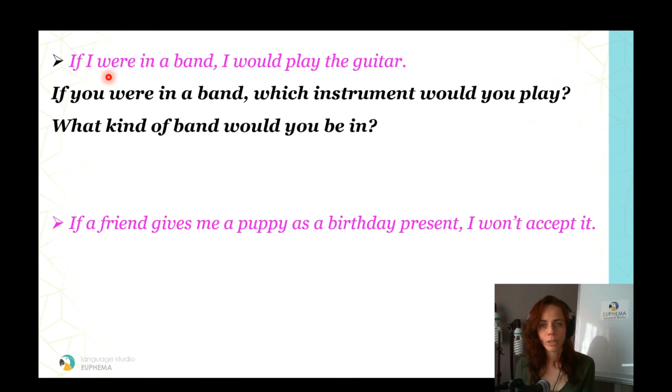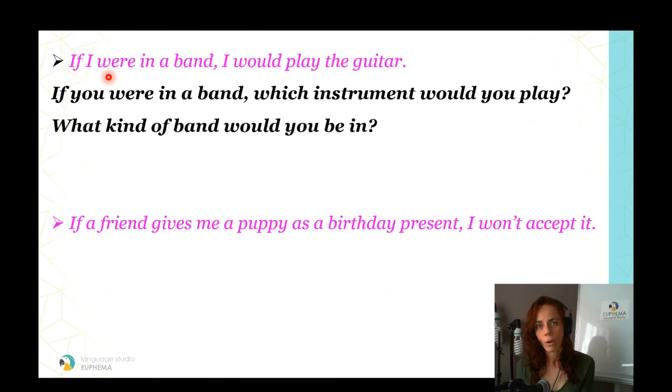I won't means I will not accept it. So negative of will and infinitive. Clearly it's first conditional, realistic scenario, because it is possible, it is imaginable that a friend gives me a puppy as a birthday present.